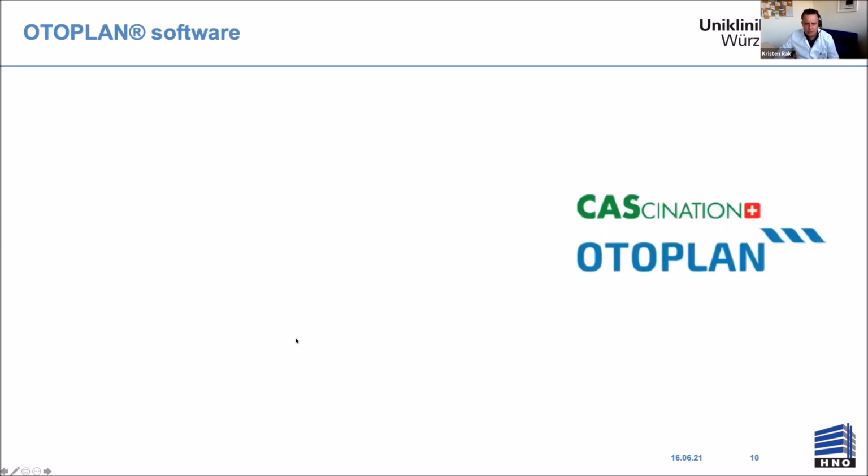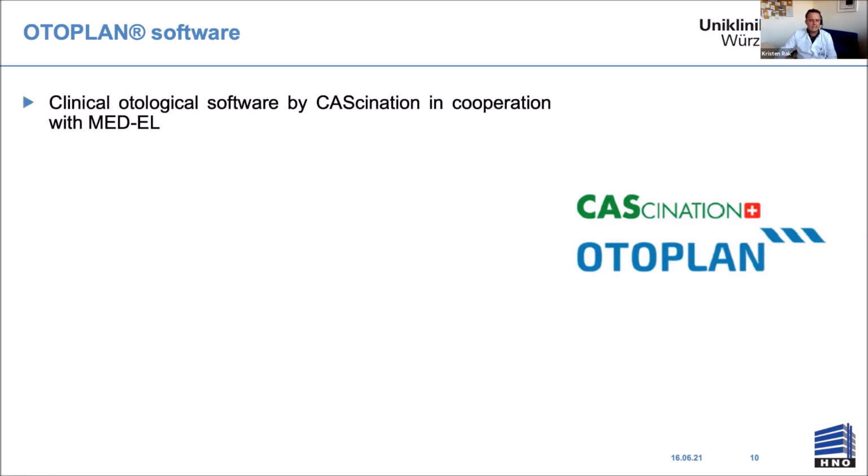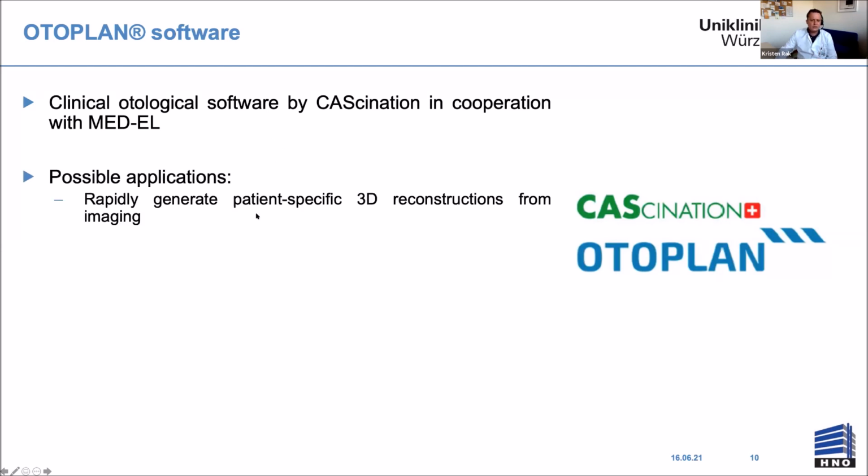So I shortly want to go through what the AutoPlan software is. It has already been explained. So it's a clinical software. It's developed by Cascination in cooperation with MED-EL, and it has several possible applications. You can use it to rapidly generate patient-specific 3D reconstructions from imaging. I will show some pictures later.